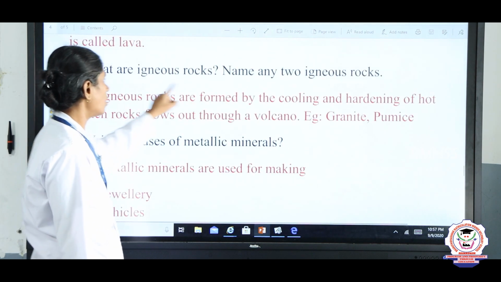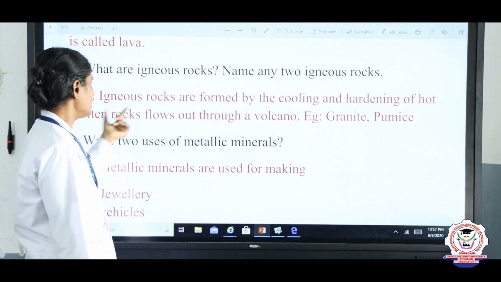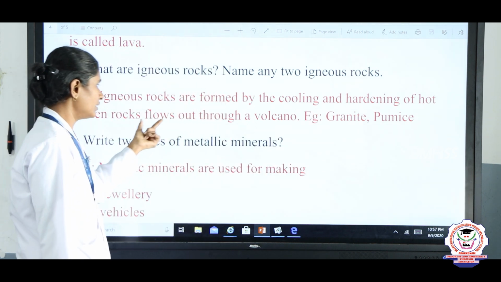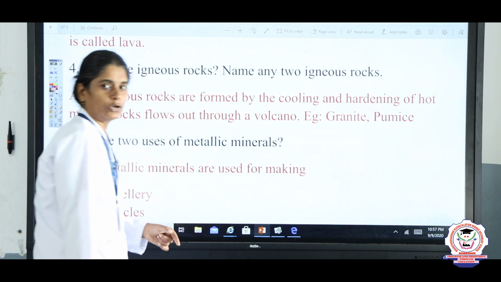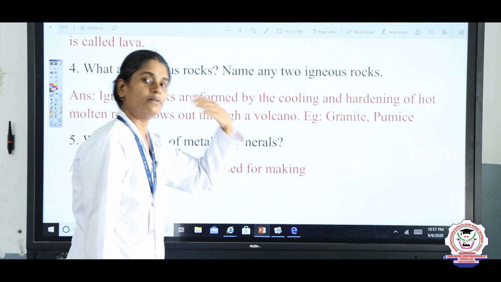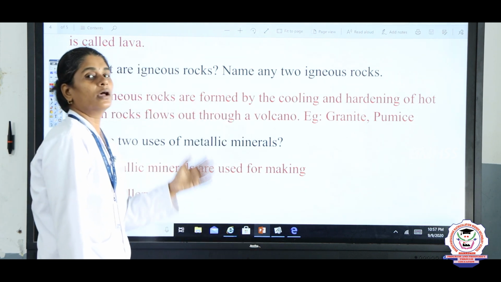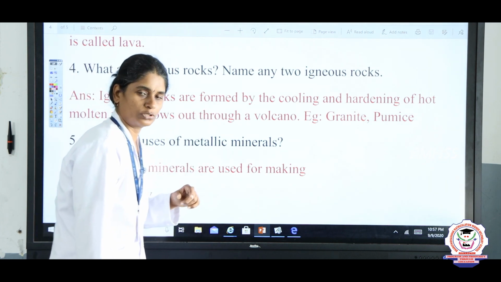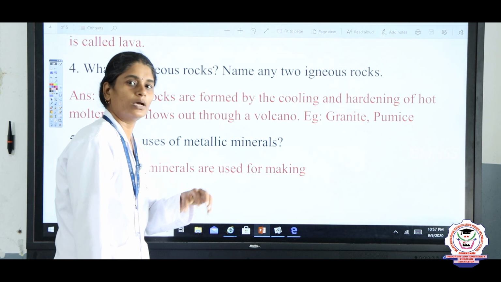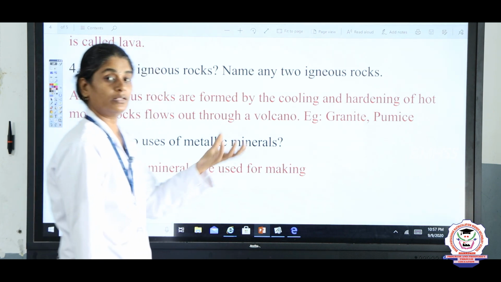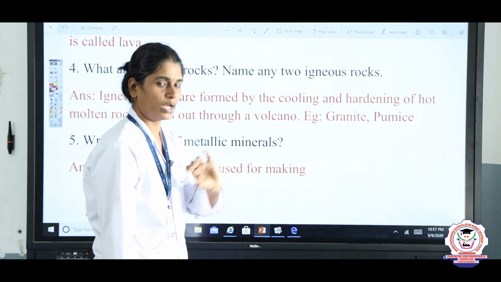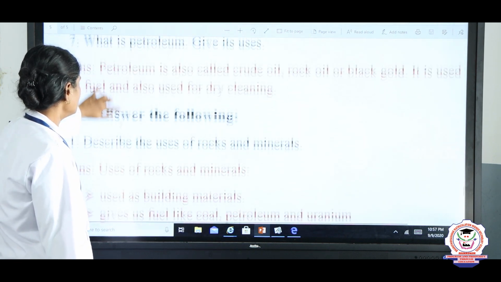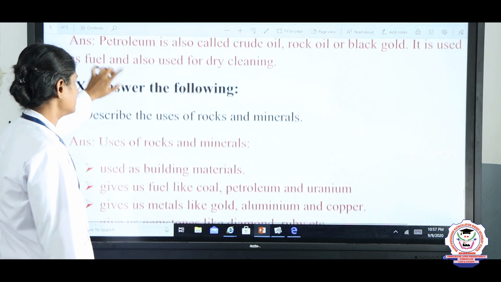So now how are the igneous rocks formed? So the igneous rocks are formed by the cooling and hardening of hot molten rocks that flow out through the volcano. So அந்த volcano வழியா வந்து வெளியில வர அந்த hot molten rocks வந்து cool ஆகுனாலும் harden ஆகுனாலும் igneous rocks are formed. Even the magma, when it cools and hardens, is also an igneous rock. So like that we have given the 2 marks, these are the 2 marks, and this is your 5 marks.